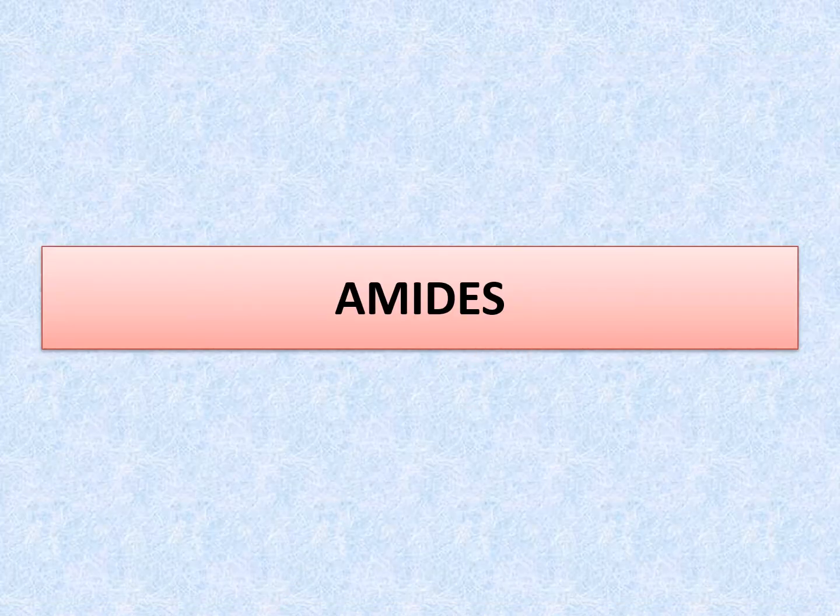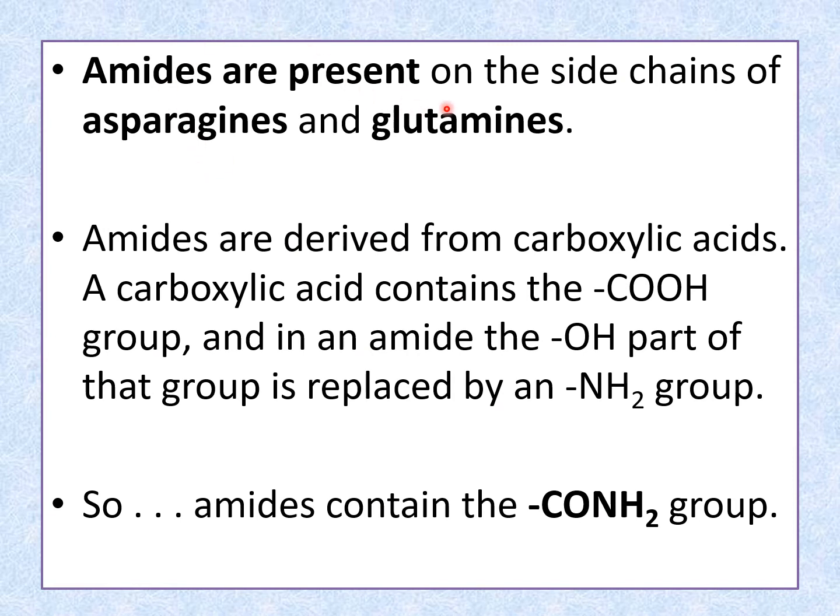Now let's have the amides. Amides are present on the side chains of asparagines and glutamines. Amides are derived from carboxylic acids, whereas a carboxylic acid contains the carboxyl group, and in an amide, the OH part of that group is replaced by an NH2 group. So basically, the molecular formula for amides would be C double bond O NH2. Again, C double bond O NH2.